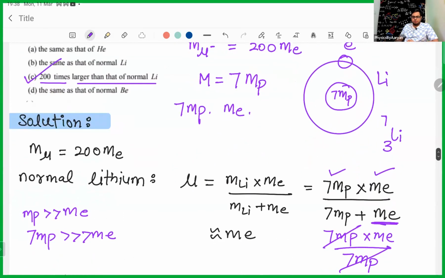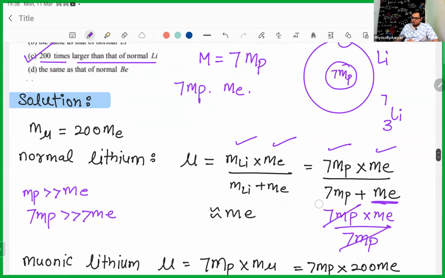So let's find the reduced mass. Reduced mass is mass of nucleus into mass of electron divided by mass of nucleus plus mass of electron. Mass of lithium is 7 times mass of proton, which is the nucleus mass. Now the electron is revolving, so the electron's mass is me, divided by 7 times m of p plus m of e.